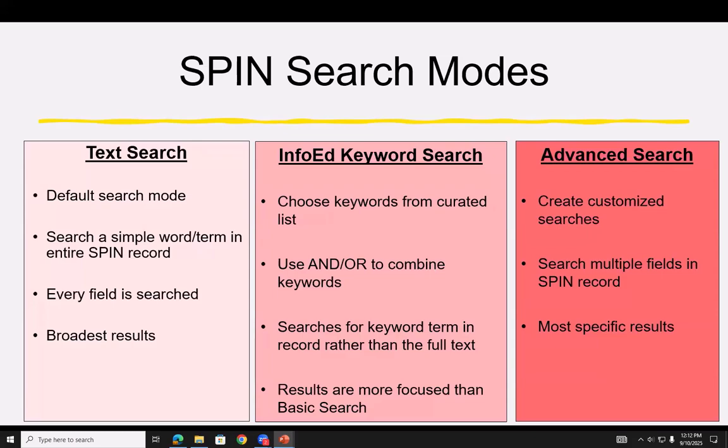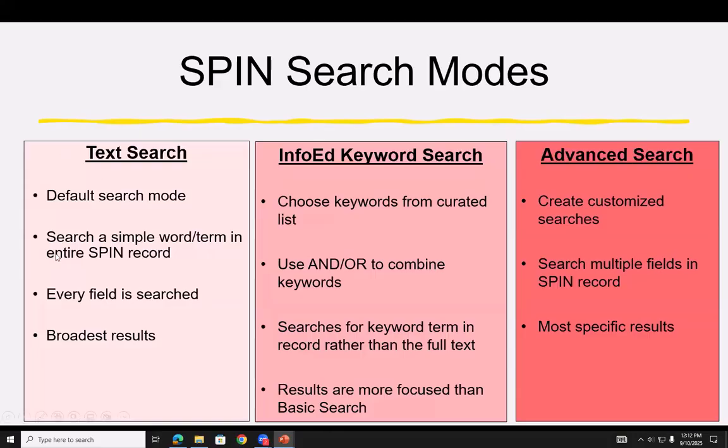Okay, so Spin offers 3 different ways to search the database. First is the text search, and that's what we did. It's the default. You just put in whatever you're looking for. It searches every record, every field in that record. So when we looked at that whole record, it would search sponsor, it would search the synopsis, it would search the keywords, it searches the title, it searches everything.